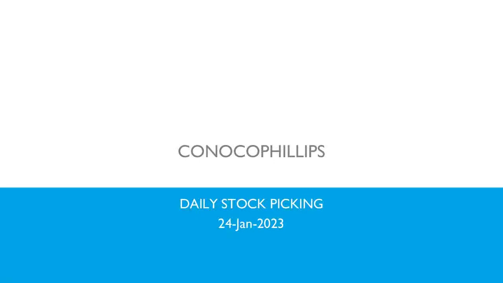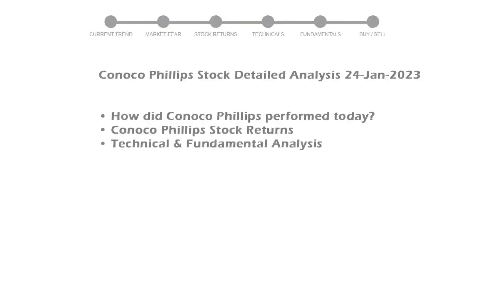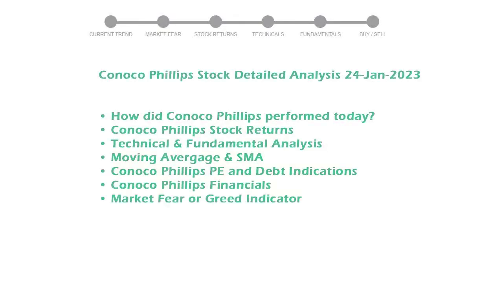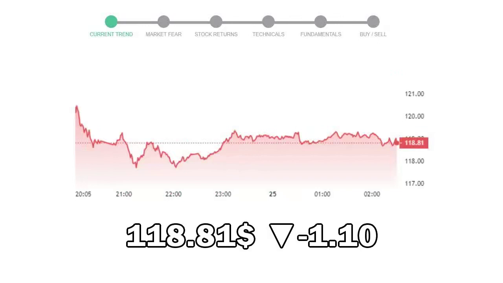Today we are looking at ConocoPhillips stock and its technical and fundamental signals. We will cover all these points for better stock picking. ConocoPhillips closed at $118.81, with a decrease of negative 1.10% in the last trading session.